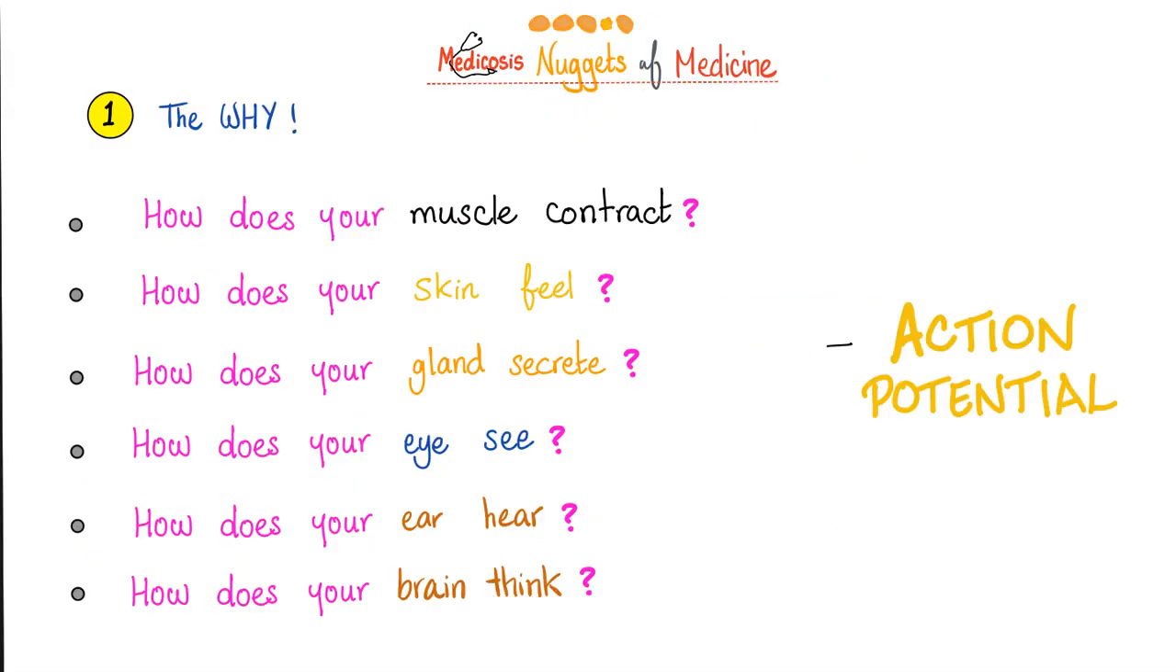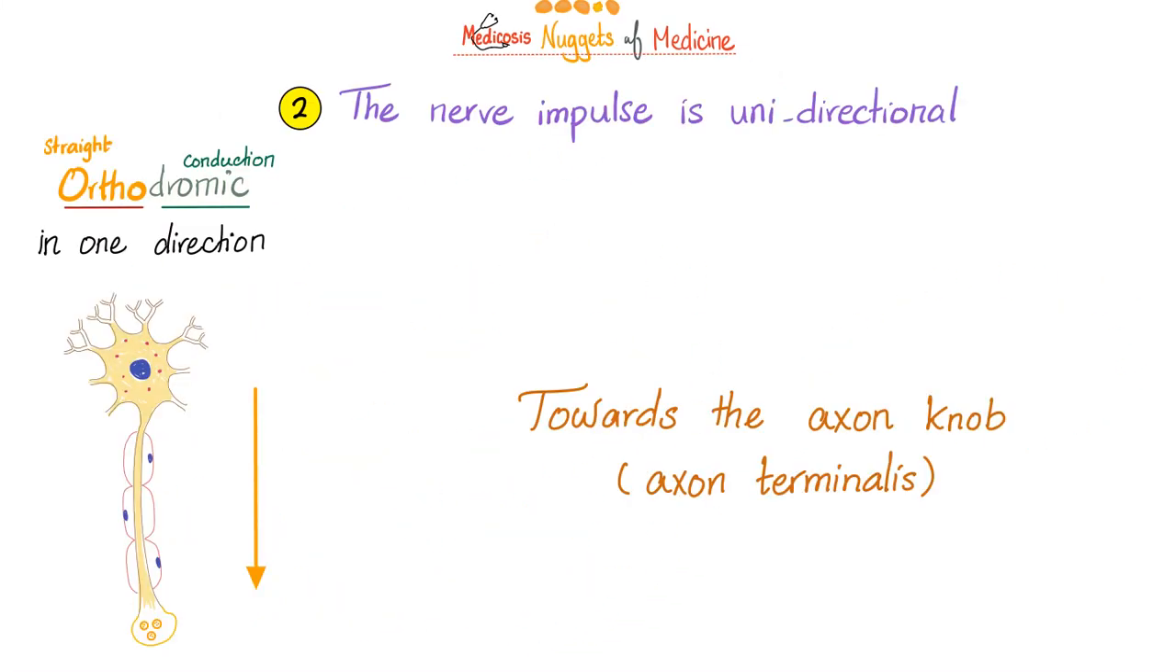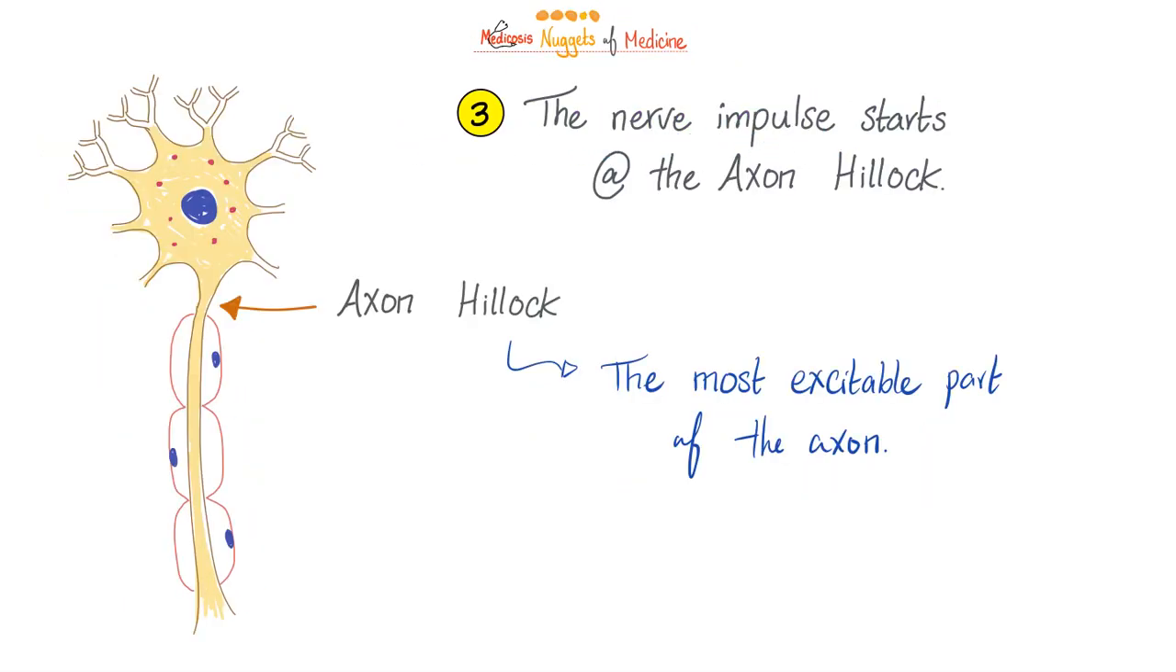Let's review the nuggets of medicine. Nugget number one, why do we need the action potential? Because the action potential is everything. Inside your body, the nerve impulse is unidirectional. The nerve impulse starts at the axon hillock, the most excitable part of the axon.